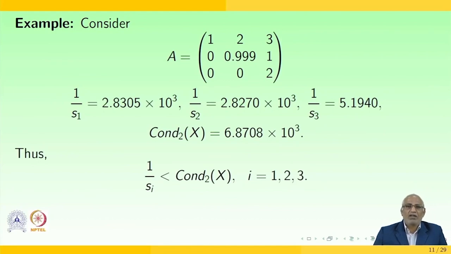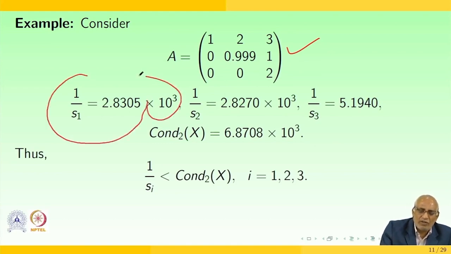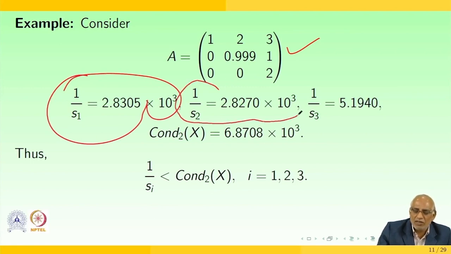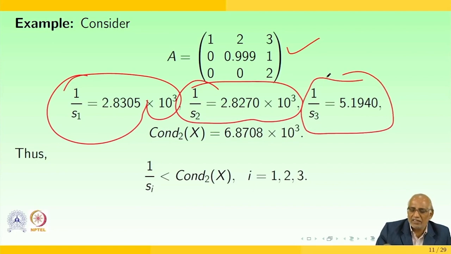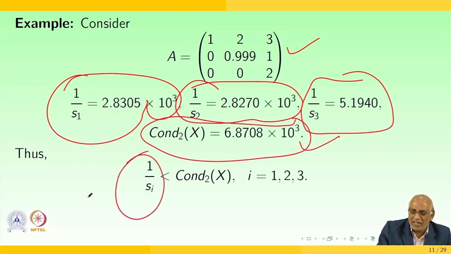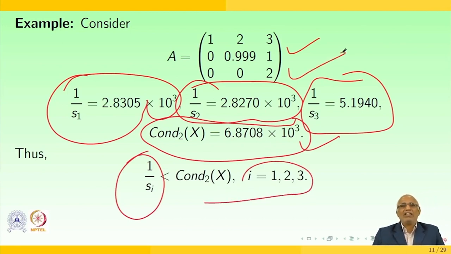So, if you consider A equal to the matrix 1, 2, 3; 0, 0.999, 1; 0, 0, 2, and apply this algorithm, 1 over S1 turns out to be like this, 1 over S2 turns out to be like this, 1 over S3 turns out to be like this. So the condition number is 6.8708 times 10 to the power 3, a very big number. And 1 over Si will be less than the condition number in the 2-norm for any i equal to 1, 2, 3, because the matrix is of order 3, so the subscript i runs from 1 to 3.